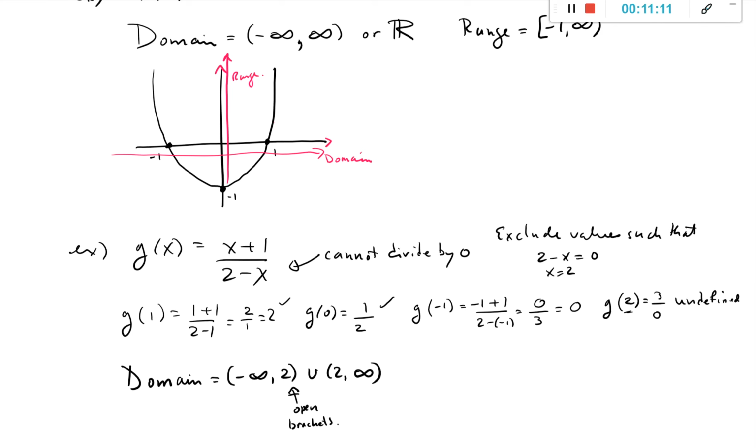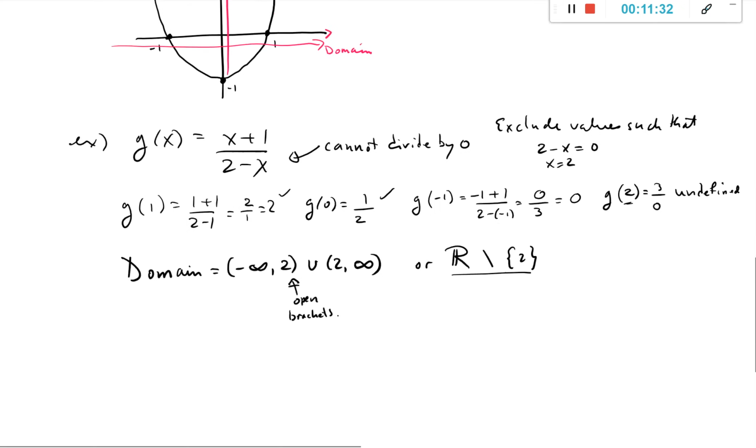There's another way to write this down. You can also say this is all reals, but remove 2. So this is the operation for removing elements of a set. So this is the set of all real numbers, but remove the number 2, so the set containing 2. I prefer that because it is shorter to write down. Okay, so this is your domain.